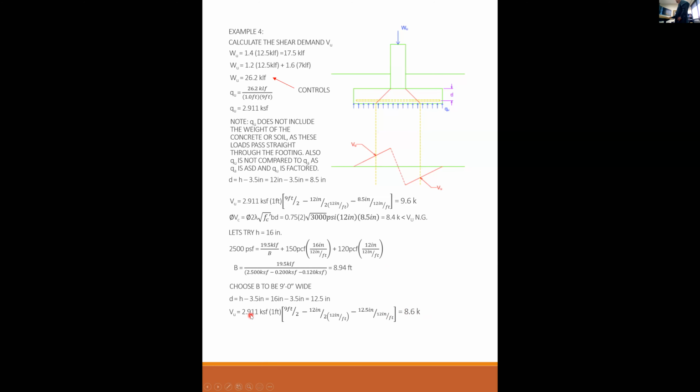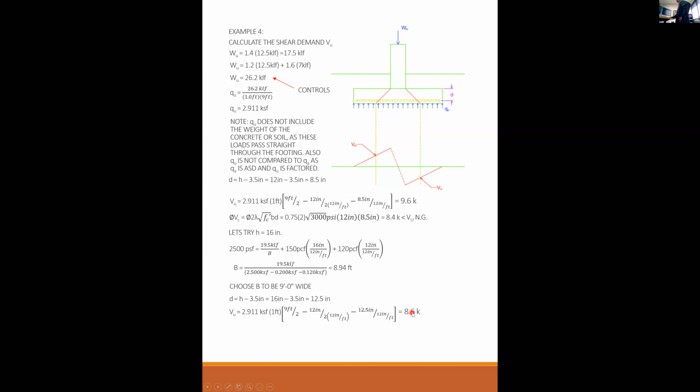Let's see. Oh, I forgot to mention, VU is still based on 2.911 KSF, which was here. Why? Because my wall stayed at 9 feet wide. If the wall actually had to be a little bit wider, then I would have to recalculate QU to compensate for that change in the wall width. But in this case, I'm still able to use 9 feet. So that didn't change.